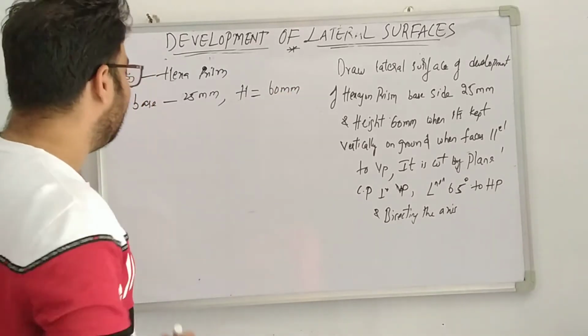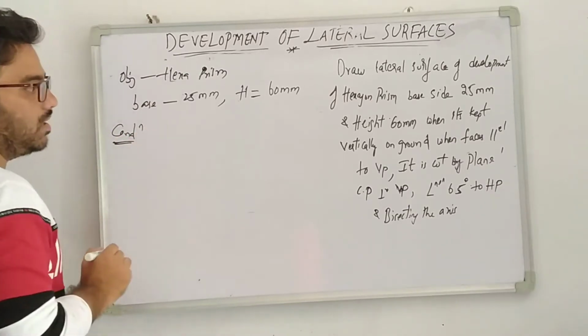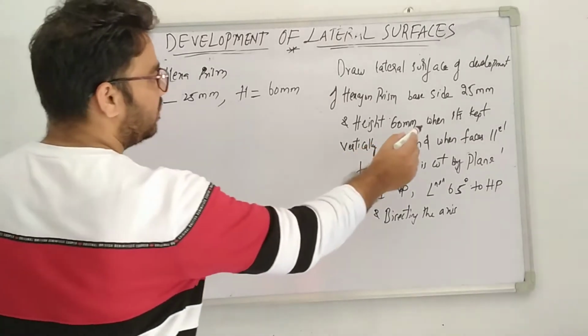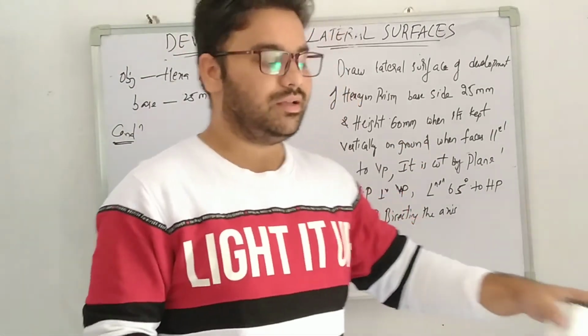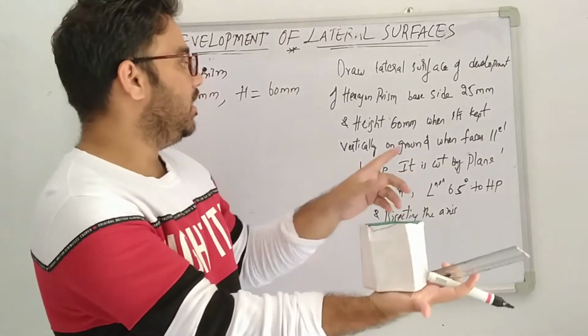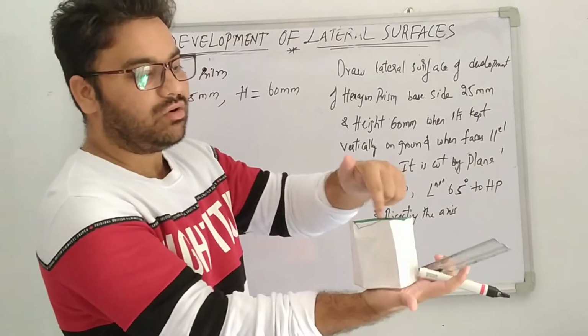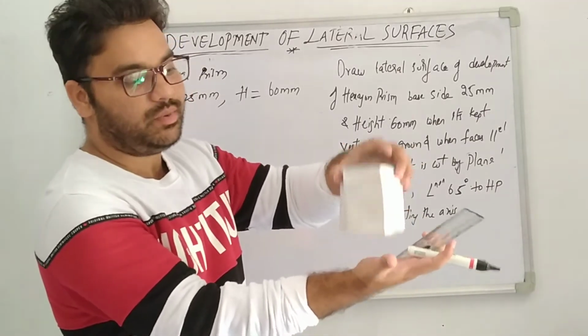Now what is the condition given in this problem? The condition is very important. It is kept vertically on the ground. Let us assume this is a hexagon prism, standing like this. The base, the shape at the top, is a hexagon.